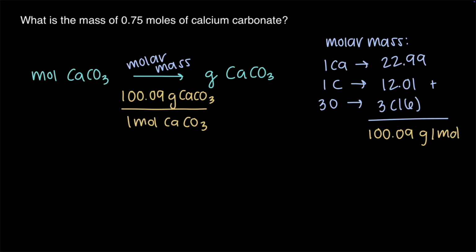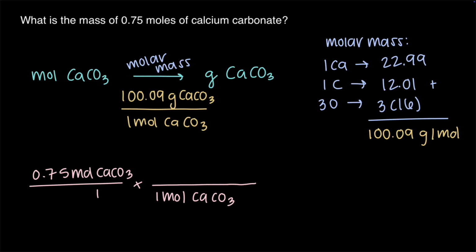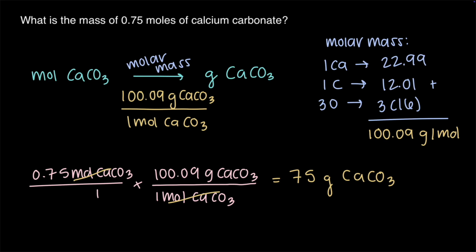Setting up all units to cancel, I will start with 0.75 moles of CaCO3 over 1. In the next fraction, we need to cancel out moles of CaCO3, so I will put 1 mole of CaCO3 on the bottom and 100.09 grams of CaCO3 on the top. The moles cancel out and we are left with grams of CaCO3. Multiplying the values, we get 75 grams of CaCO3.